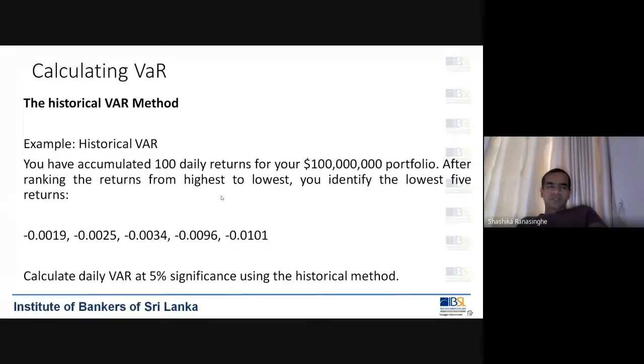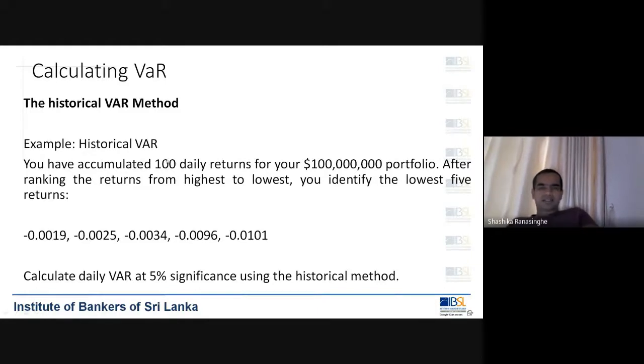You have accumulated 100 daily returns from your 100 million portfolio. After ranking the returns from highest to lowest, you identify the lowest 5 returns. Let's assume these are in percentages. So you have been given the 5 lowest returns. First one is minus 0.0019%, then minus 0.0025, 0.0034, 0.0096, 0.0101. So it has been ranked from the lowest negative return to the highest worst negative return.